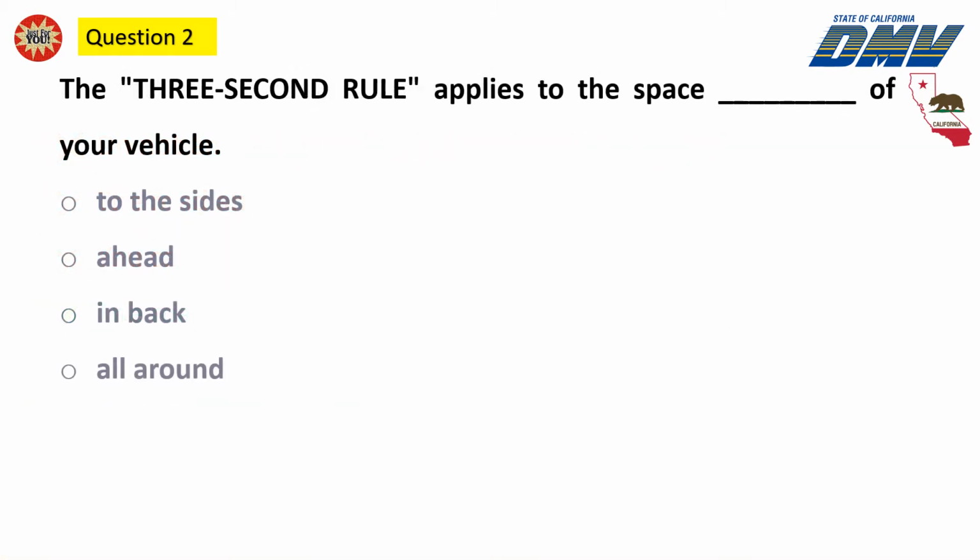Question 2. The 3-second rule applies to the space: to the sides, ahead, in back, all around, of your vehicle.